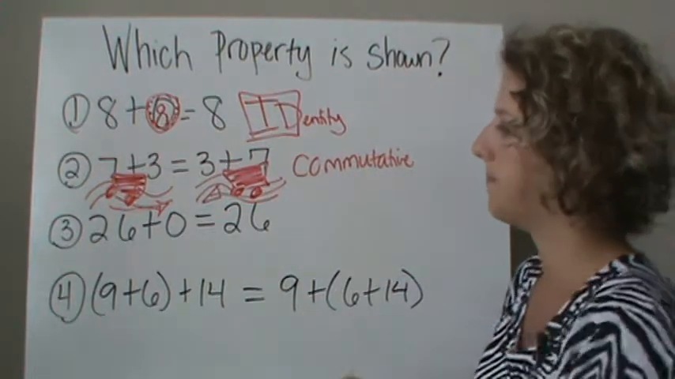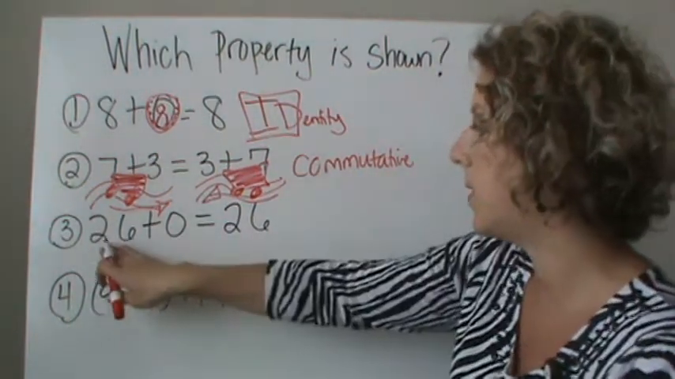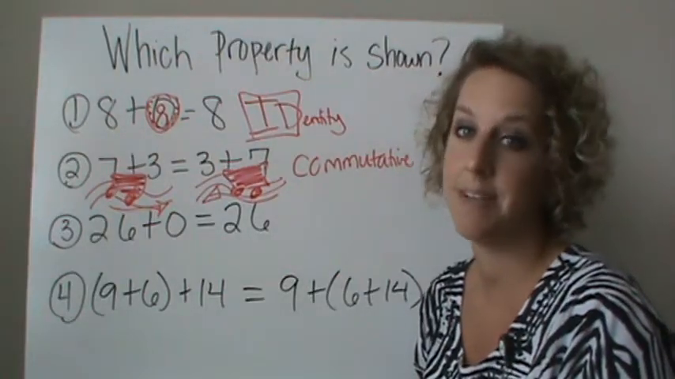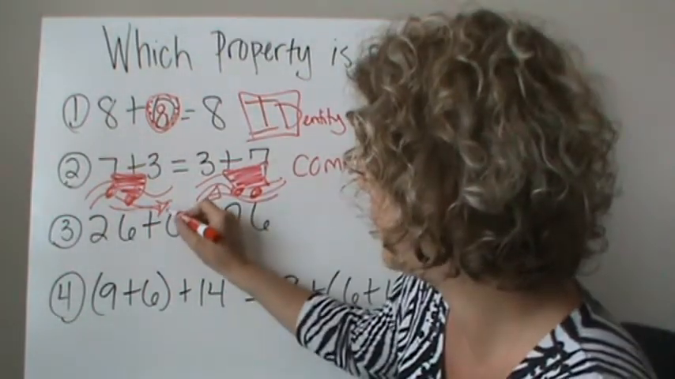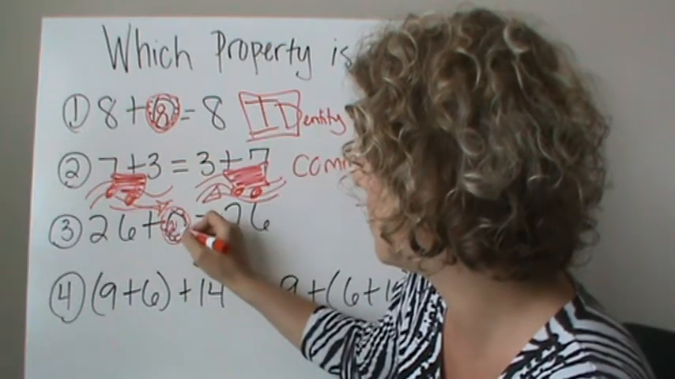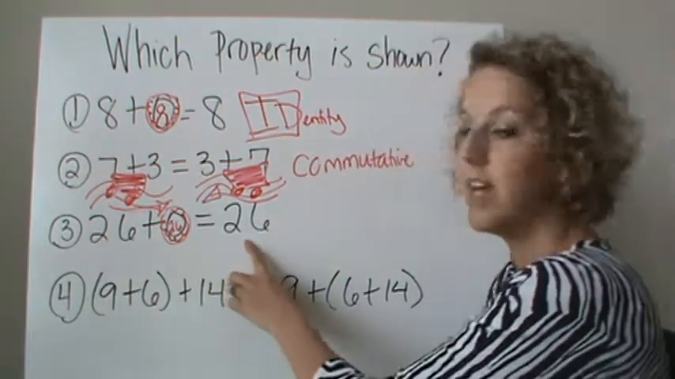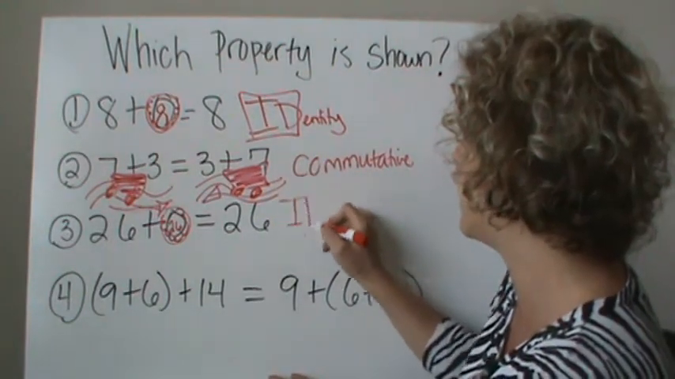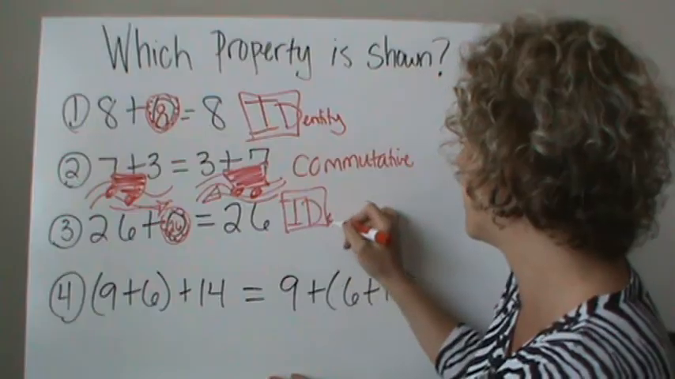Number 3, 26 plus 0 equals 26. Again, I see my mirror. I see that fancy mirror. And the 26 is looking into the mirror, sees himself, so he's still equal to 26. I know that's the identity property.